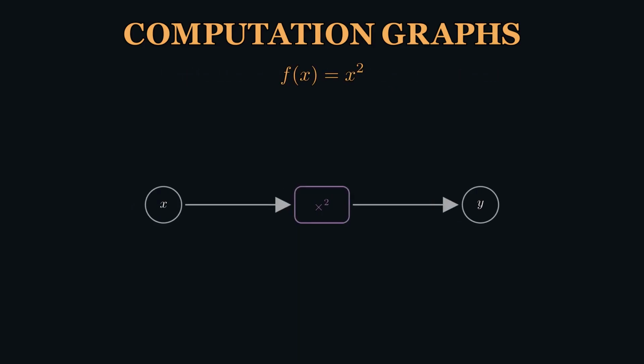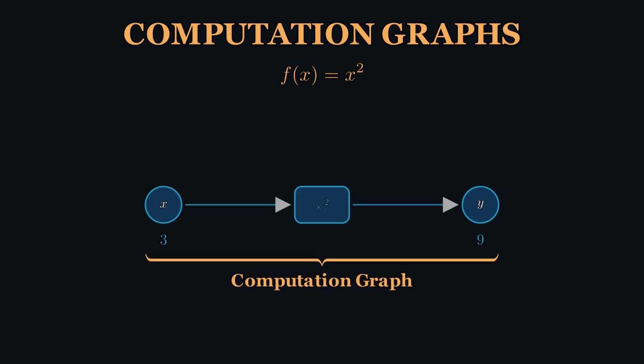The function f(x) = x². We feed in x = 3. The squaring operation runs, and out comes y = 9. That's it. Input, operation, output. This is a computation graph. Each node holds a value, and each arrow represents an operation.